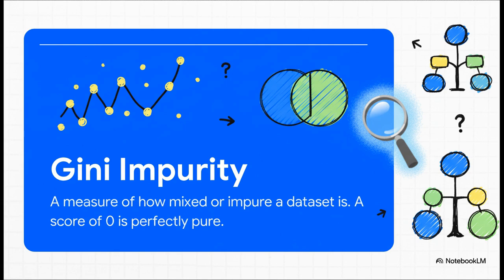Now that sounds complicated, but it's really just a score that measures how mixed up a group of data is. So imagine a basket of fruit with only apples. That's a pure group, and its Gini score is 0. But a basket with half apples and half oranges is impure. The algorithm's goal is always to ask questions that create the purest possible groups.